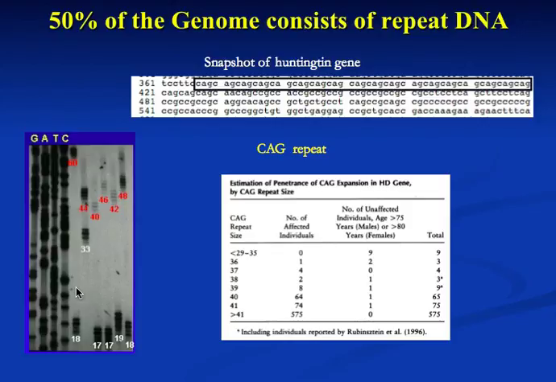What happens in people that have Huntington's disease is that these repeats begin to expand. And so rather than having CAG repeated 30 times, some individuals have it repeated 50, 60, 70, 80 times. And when the repeat gets bigger and bigger and bigger, it leads to the expression of Huntington's disease.